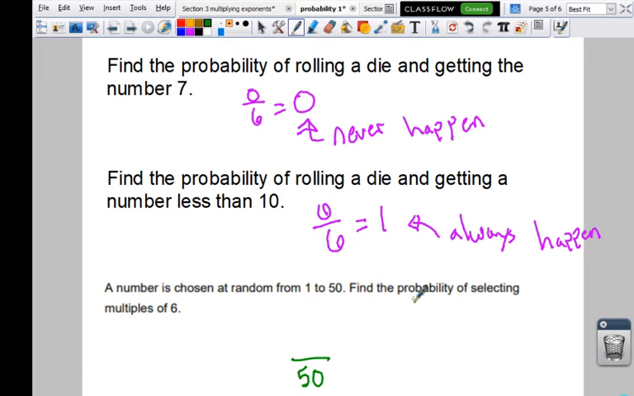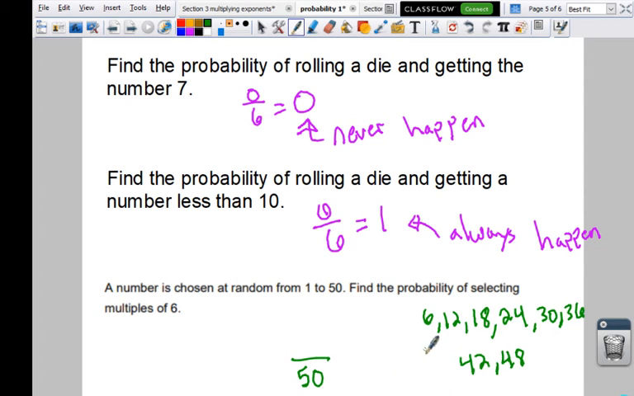Remember, multiples means count by. So 6, 12, 18, 24, 30, 36, 42. Oh, see. Wow.